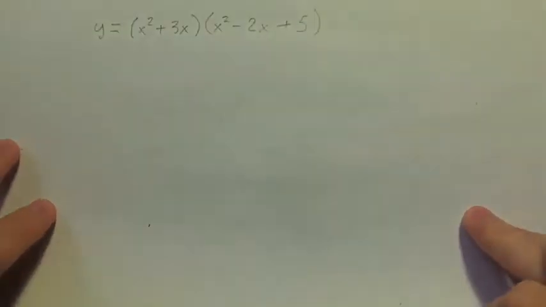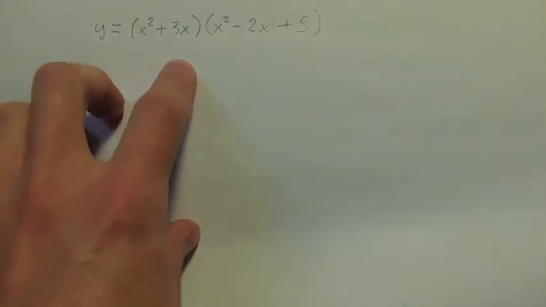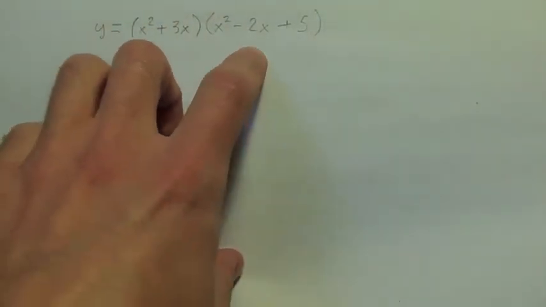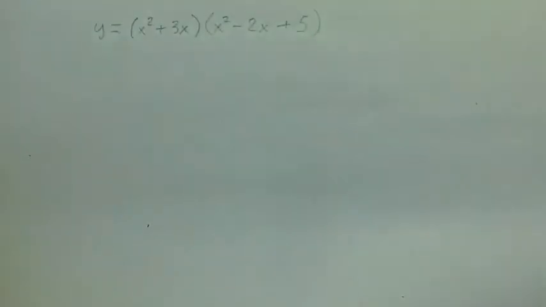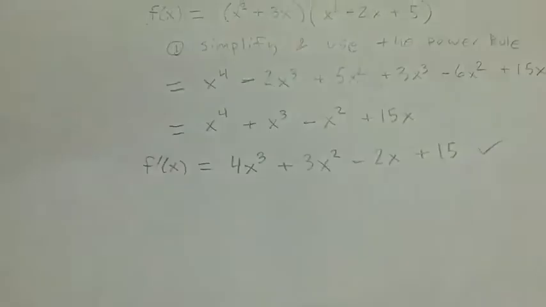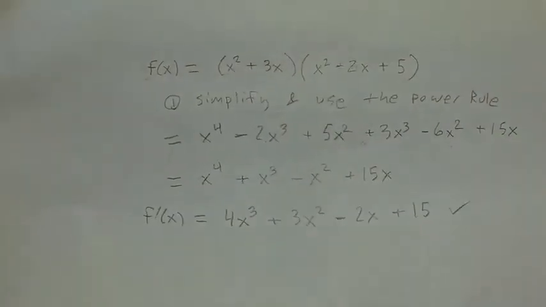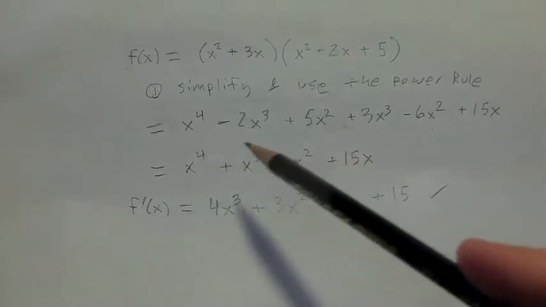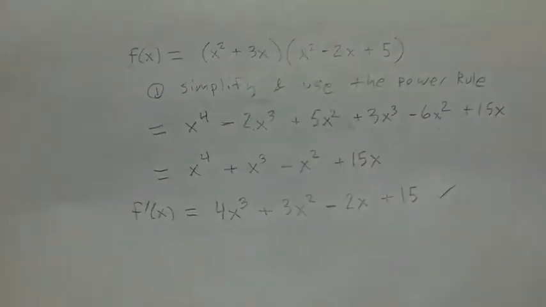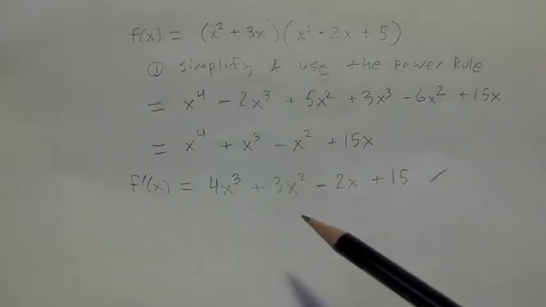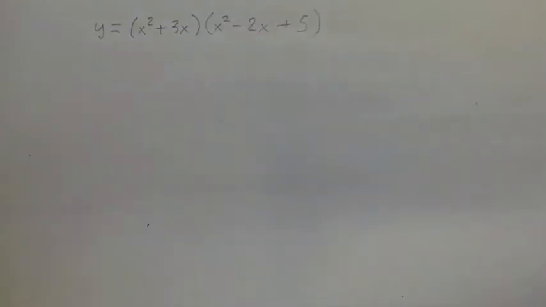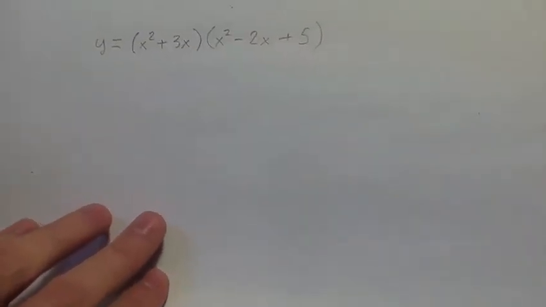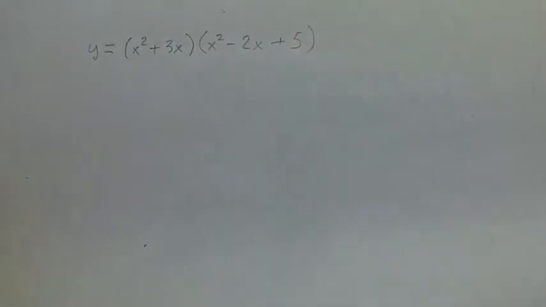Okay, here's our next example. y equals x squared plus 3x, all times x squared minus 2x plus 5. Now, this should look familiar. In fact, in the last lecture we did this problem using just the power rule, because we multiplied this all the way through and got it down to just powers of x, then took the power rule of everything. We got 4x cubed plus 3x squared minus 2x plus 15. So let's use the product rule on this guy and see if we end up getting the same thing.